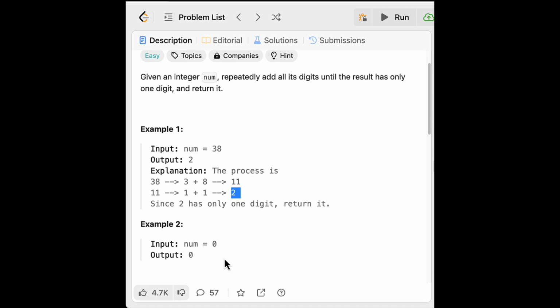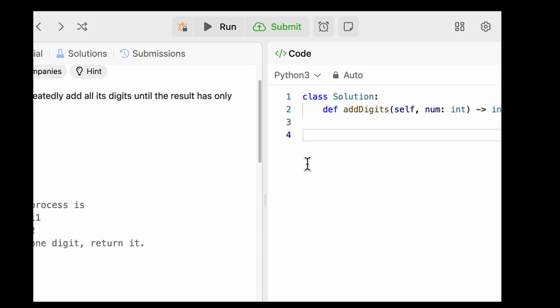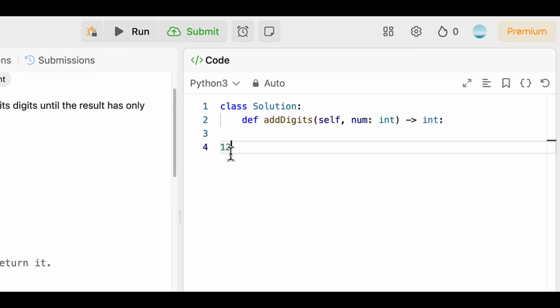The second example is like this. If we are given num as 0, then we just return 0 directly, because 0 is already one digit, right? Let me give you two more examples here. The first example is 1, 2, 3, 4. We add these 4 digits, we get 10. And then we add again, we get 1, right? Another example is 4, 4, 4, 4. We add these 4 digits, we get 16. And then we add again, we get 7, right? So this is basically what the question is all about.